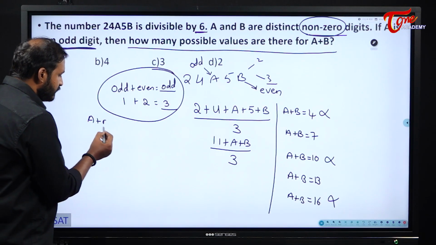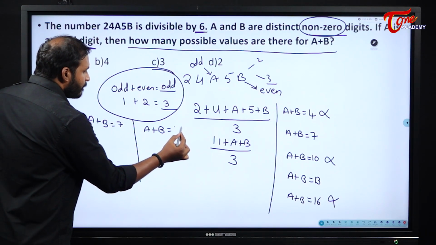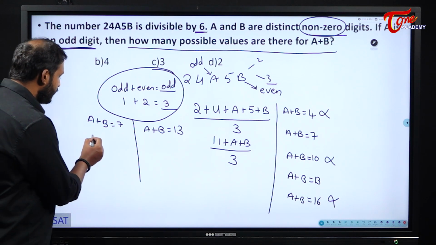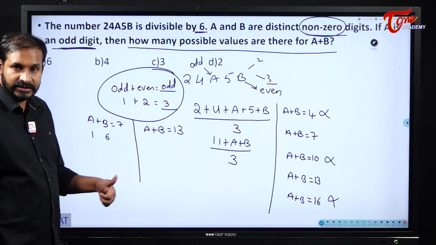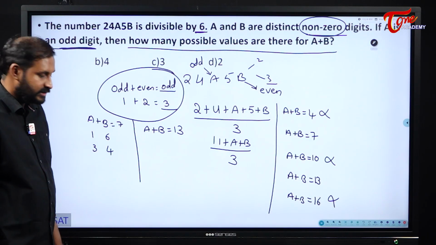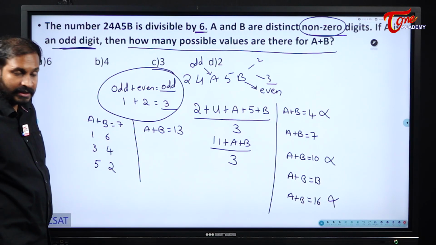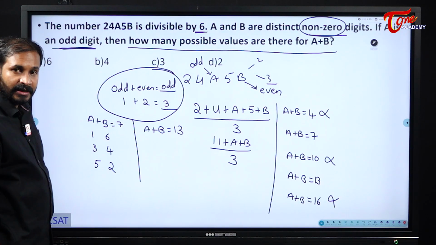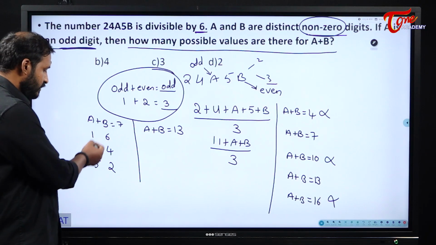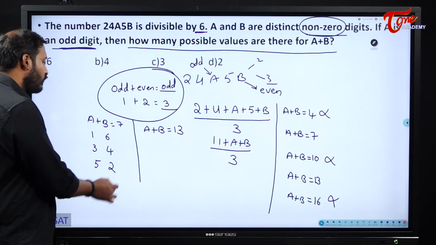Now, first A plus B as 7. Next, A plus B as 13. And one more thing we should keep in mind: A should be odd, B should be even. So what can I take? 1 and 6, yes, there is a chance. Next, 3 and 4, there is a chance. Next, what can I take here? 5 and 2, there is a chance. Am I correct? Is there any other possibility apart from this? They are distinct non-zero digits, so I cannot take 0 here. So 1, 3, 5, 6, 4, 2. Chances are there, right? Yes. These are the only chances for 7.